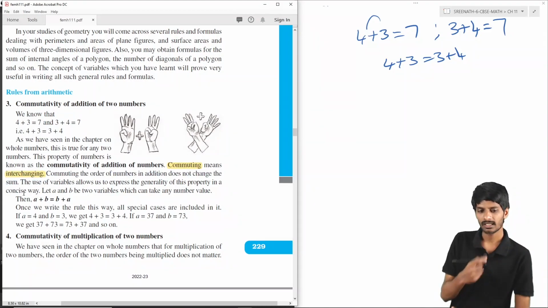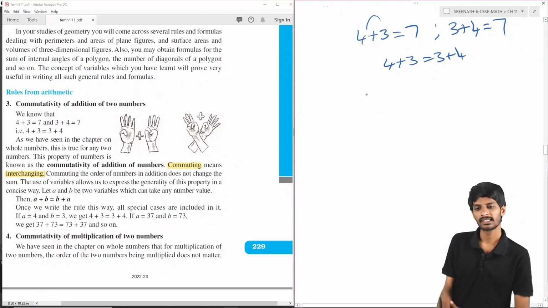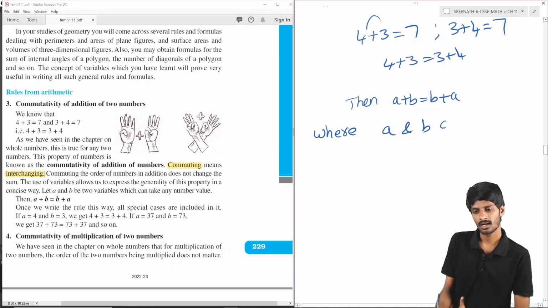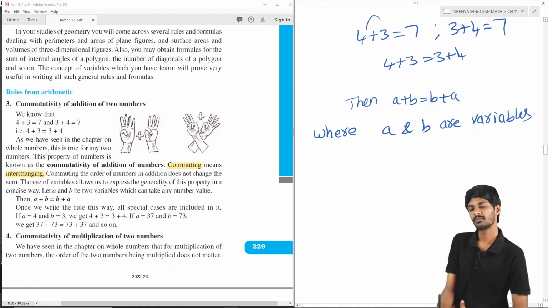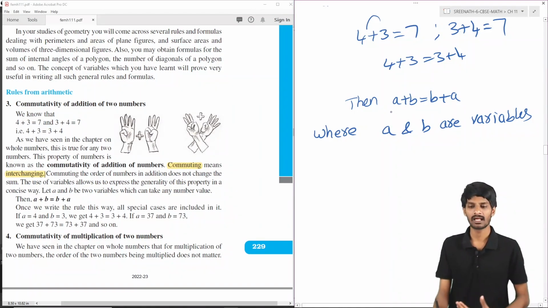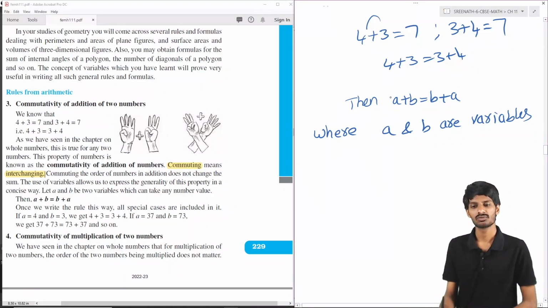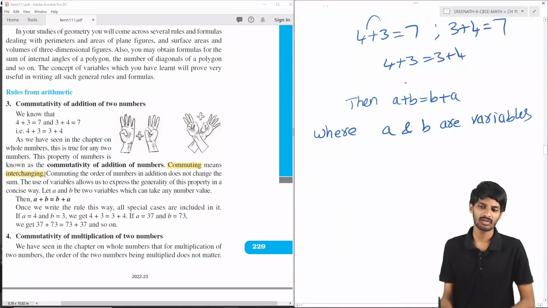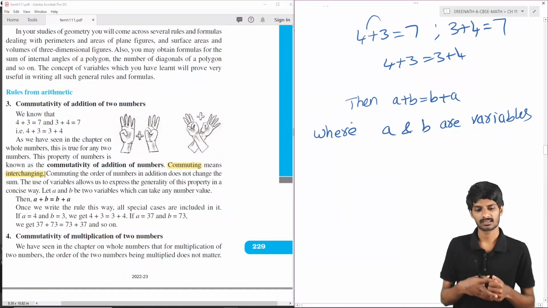Students, so here we will use variables for these. We are writing then A plus B is equal to B plus A, like that. So what are A and B? Where A and B are variables. So A and B are variables, students. We may write any numerical value for A and B. So you may write 4 plus 3 equal to 3 plus 4, or you can write 2 plus 3 equal to 3 plus 2, like that. We can write any variable, students.